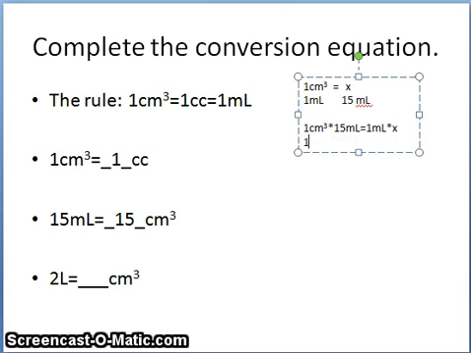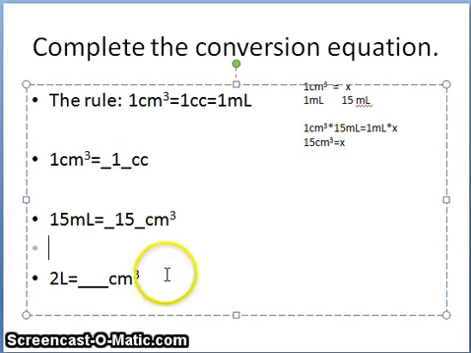And so then I would get 15 equals x. Basically 15 centimeters cubed equals x is what you'd end up with, because notice 1 times 15 is 15, 1 times x is x, so it works out. So, I mean, you don't necessarily have to go through all of that on this one, right? Because this one was a little bit more simple.